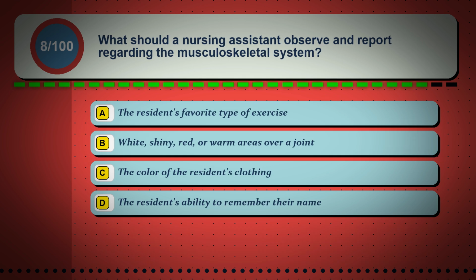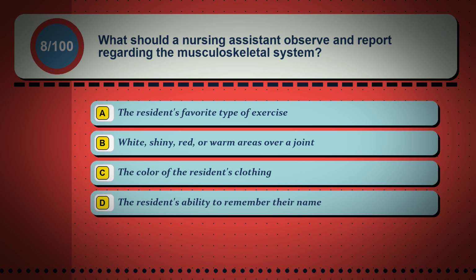Question 8. What should a nursing assistant observe and report regarding the musculoskeletal system? Option A. The resident's favorite type of exercise. Option B. White, shiny, red, or warm areas over a joint. Option C. The color of the resident's clothing. Option D. The resident's ability to remember their name.